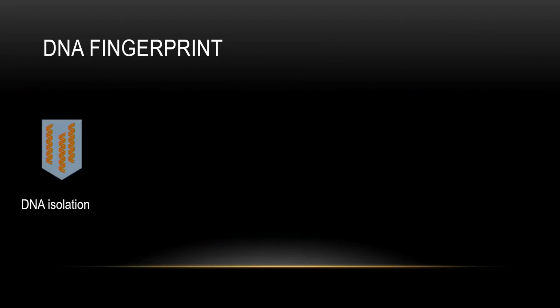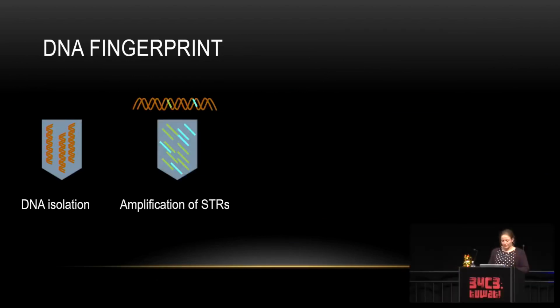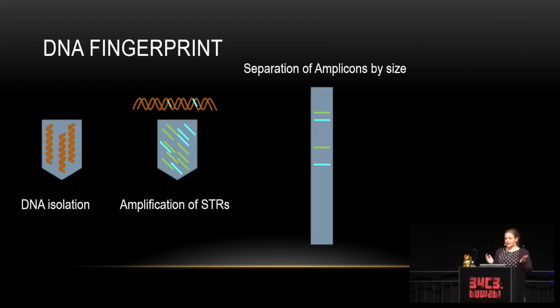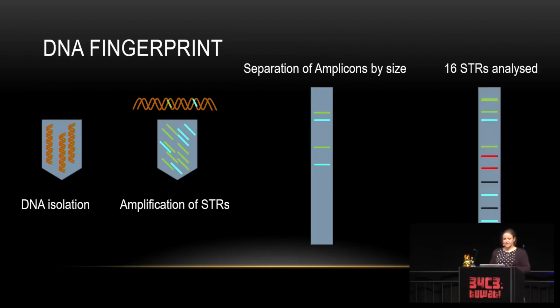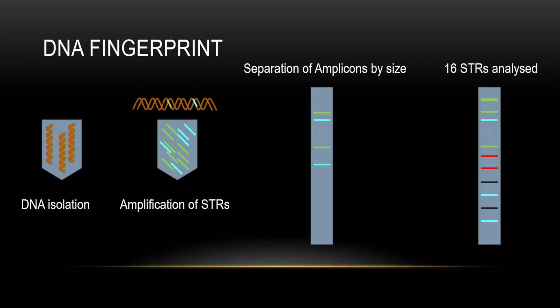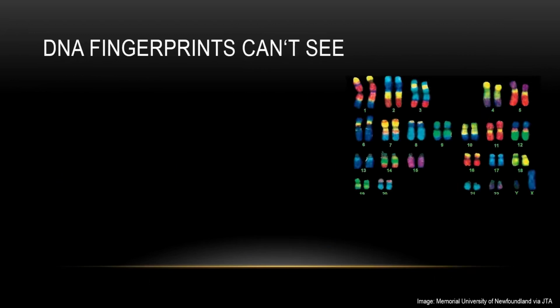What you do to get a DNA fingerprint is first that you isolate the DNA from a crime scene or from a probe. You amplify these STRs, and then you can separate them by their size, because the different number of repeats generates a different size of the amplified sequence. And this you do for 16 STRs, and then you get a profile that looks something like this, which you might have seen in the TV series already. And what I said was that the DNA fingerprints don't really show how you look.